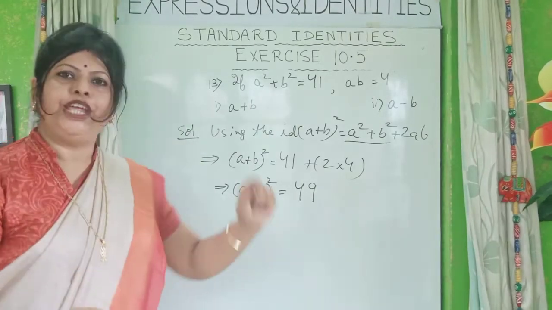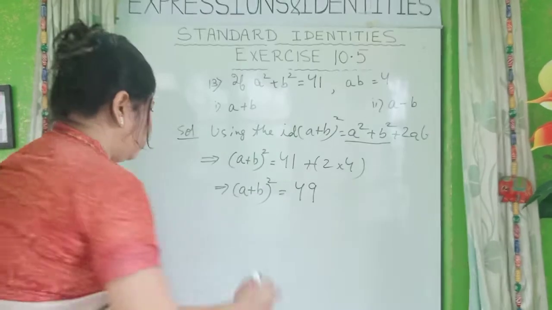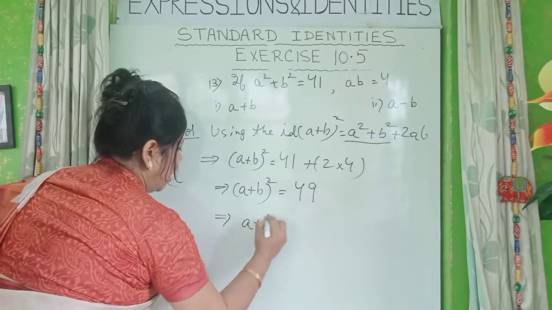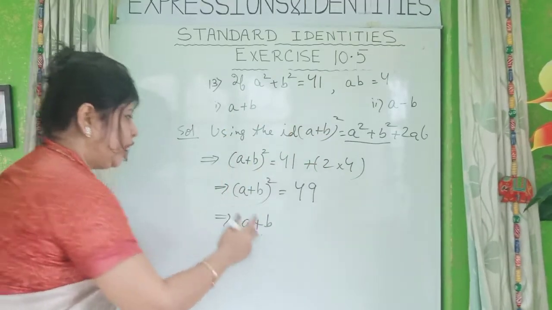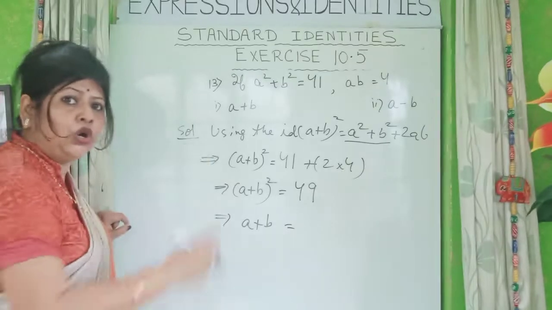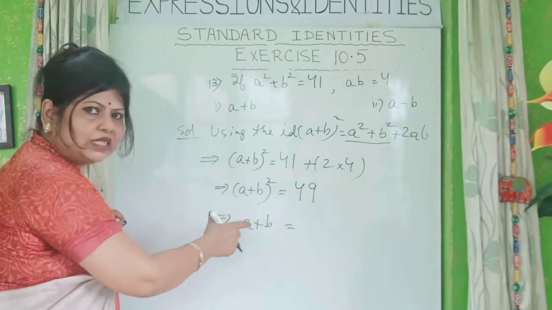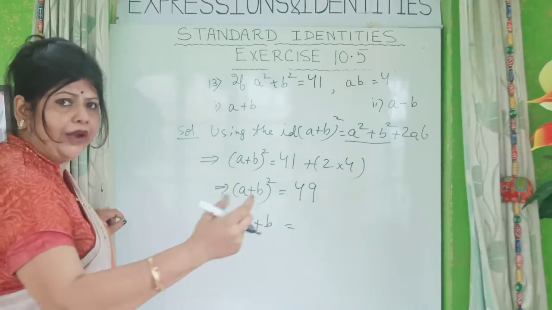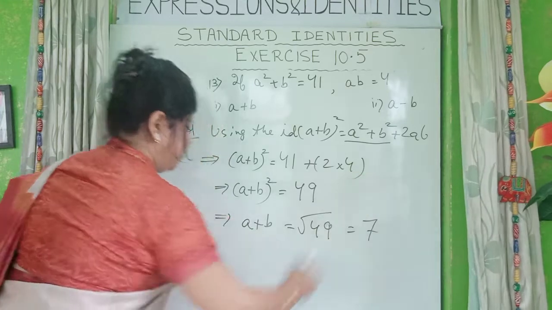What you have to find? You have to find a + b. So your a + b will be what? The moment you have here (a + b)² = 49, your a + b will be equal to under root 49. So just the opposite of this. Square this side, so that side it will be square root of. So under root 49, and that is equal to 7.